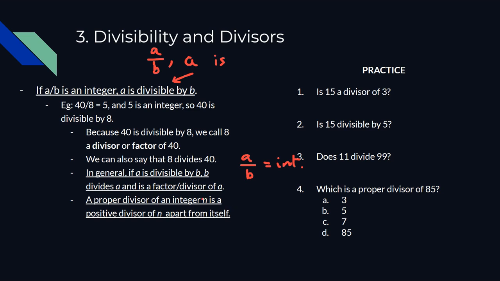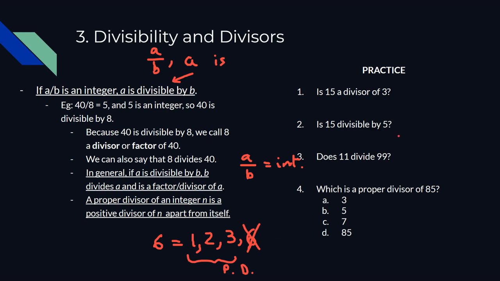A proper divisor of an integer n is a positive divisor of n apart from itself. Let me give you an example. For 6, you can do 6 divided by 1, which gives you an integer. 6 divided by 2 gives you an integer, divided by 3 gives you an integer, and 6 divided by 6 gives you an integer. So all of these divide 6, so they're all divisors. Now 6 is not a proper divisor because it is 6 itself. So the other three are all the proper divisors.